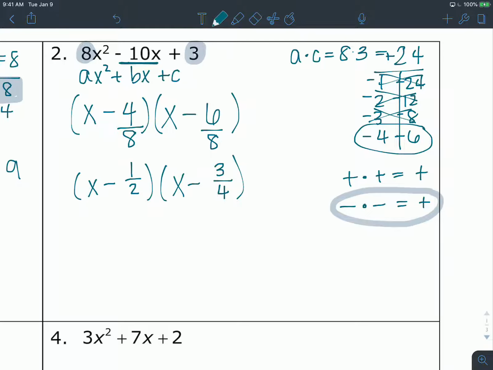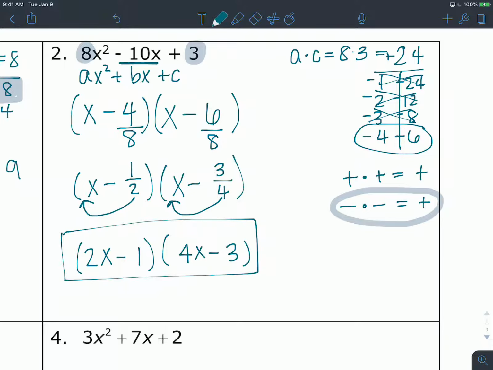So here's the slide. We're going to take that 2 and slide it up front, and take that 4 and slide it up front. So we're going to have 2x minus 1. You leave that 1 where it was and just bring the 2 to the front. And then we're going to have 4x minus 3. So if you have a number in front of your x squared that's not a 1, you're going to divide and then slide it to the front after you reduce those fractions. If you multiply this out, you're going to get that same answer right there.